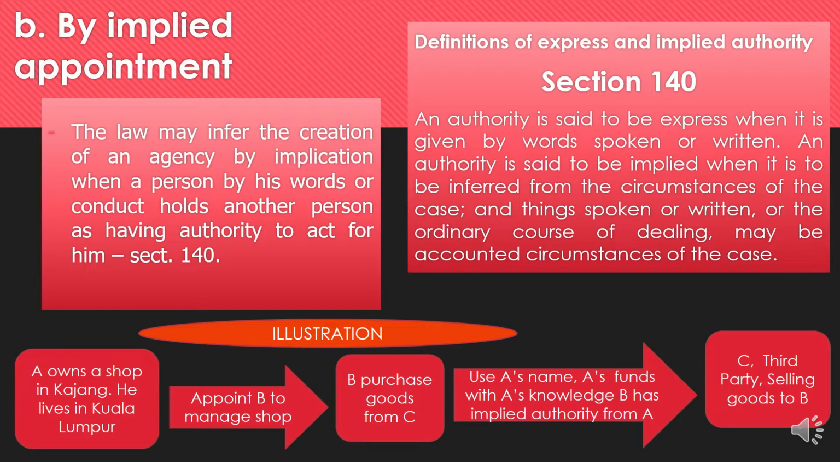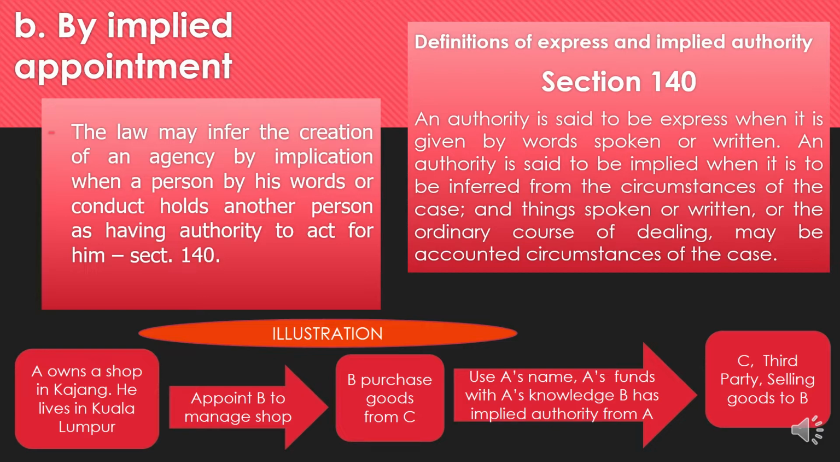Now, A owns a shop in Kajang. He lives in Kuala Lumpur. So A appoints B to manage his shop. A tells B, manage my shop, right? So B is the one who deals with all the ordinary course of business in A's shop. B purchased goods from C. When you sell something, of course you need to purchase something to sell, isn't it? Let's say they have a hardware company, so B needs to purchase all the materials. B is purchasing from C.